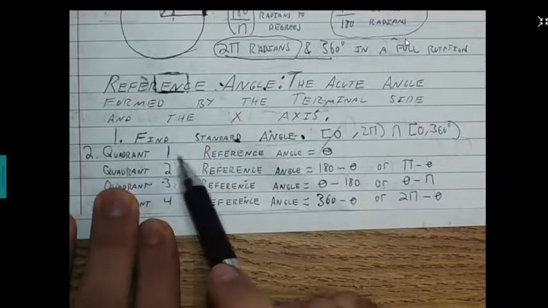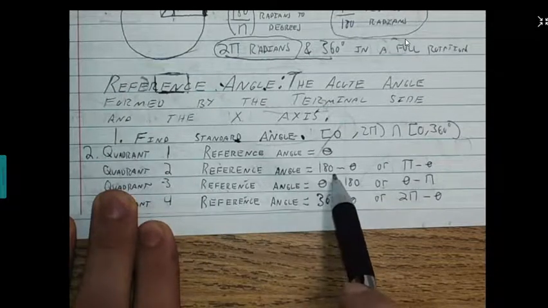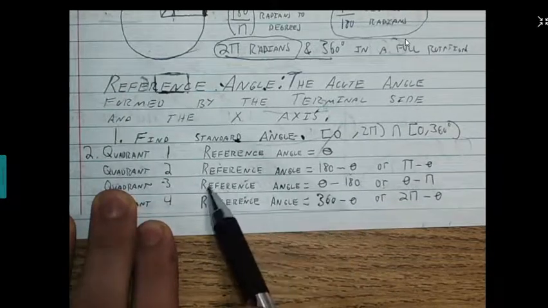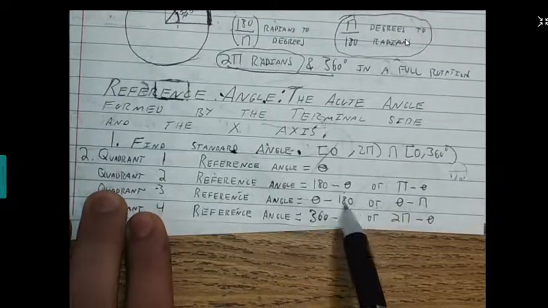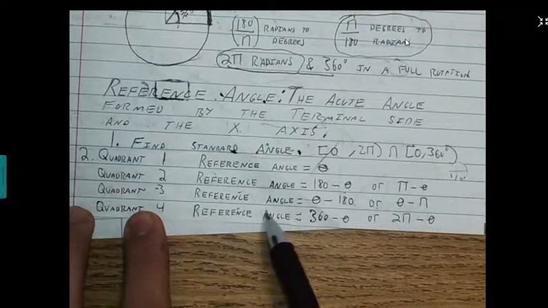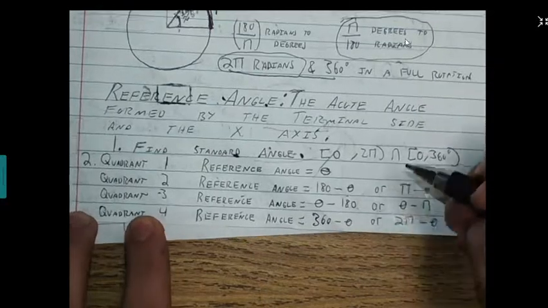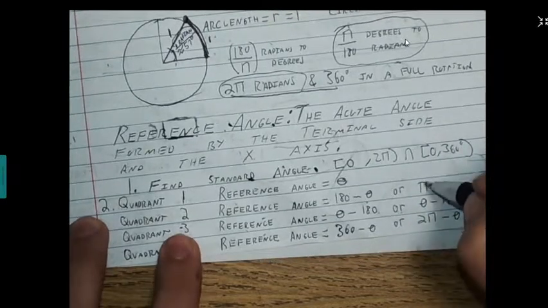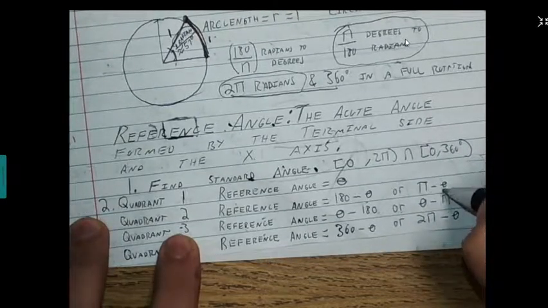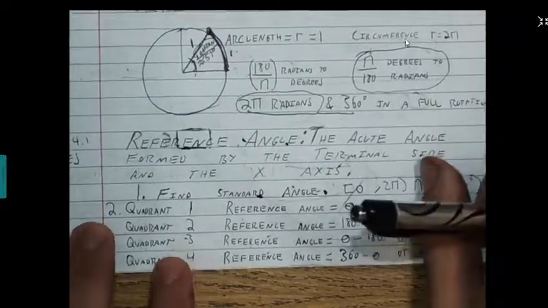If you're in quadrant 1, your reference angle is theta. Quadrant 2, reference angle is 180 minus theta. Quadrant 3, reference angle is theta minus 180. Quadrant 4, reference angle is 360 minus theta. Now, if you're in radians, then this is going to be pi minus theta, theta minus pi, 2 pi minus theta. All right? So that's the video.